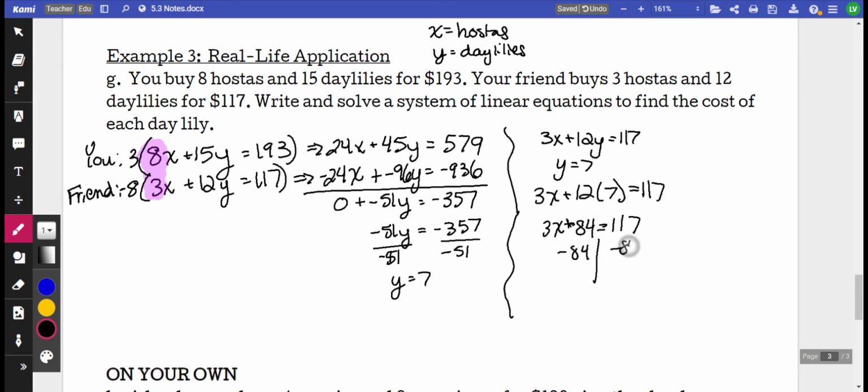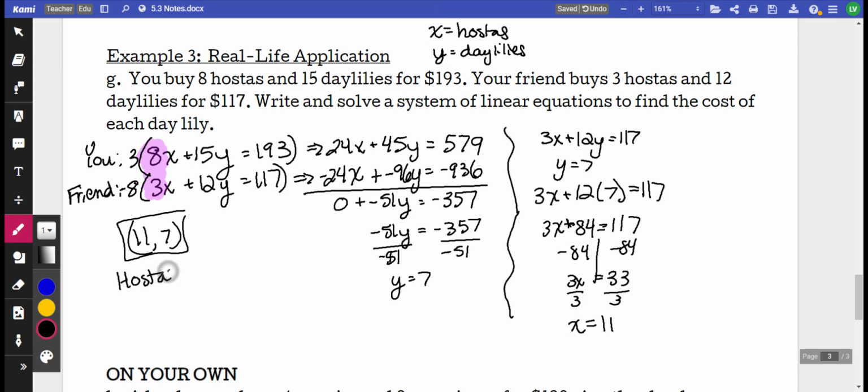I'm going to subtract 84 from both sides, which gives me 33. Dividing both sides by 3, we get x equals 11. So we have the answer of 11 comma 7. But again, we want to explain what that means. So, hostas cost $11 each, and daylilies cost $7 each.